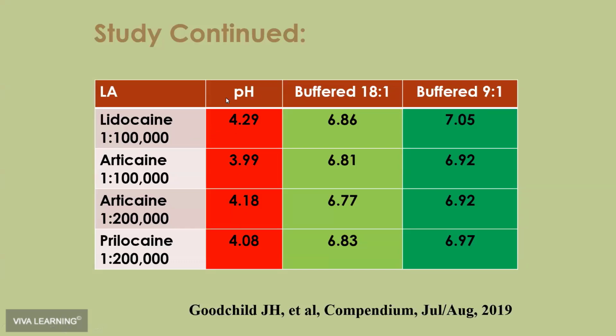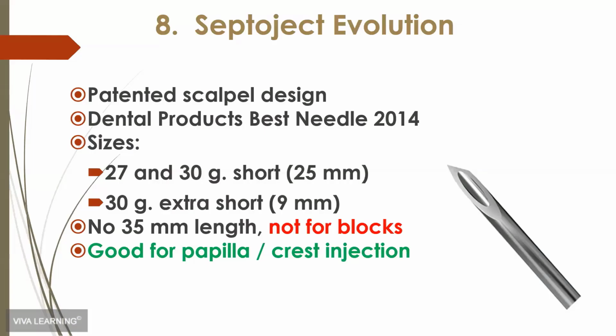So the pH is in red here. This is the pH without the sodium bicarb. And then the 0.1 cc injection of bicarb gave us pHs of almost 7. And then the 0.2 cc injection of bicarb gave us even better neutral pHs. And so this is good. I mean, why not do this? Why not use a more basic local anesthetic if it's going to work better, especially in areas of infection?